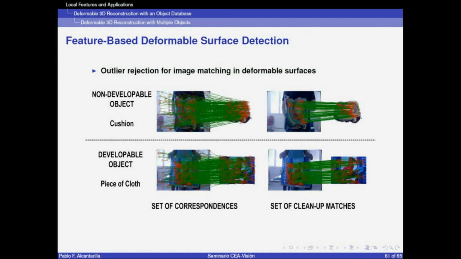And here is the same. So this is the first set of correspondences. We may have some erroneous correspondences. And after running the outlier rejection algorithm, we come out with a set of good matches from which we can estimate our thin plate spline warp and capture the deformation properly.